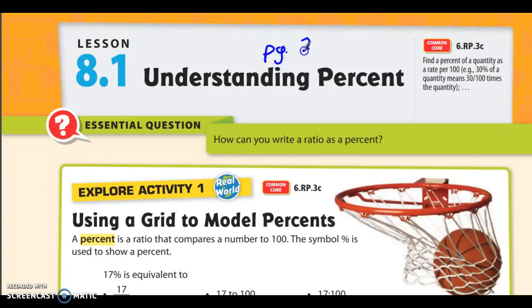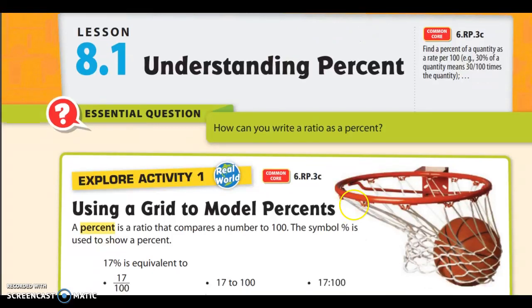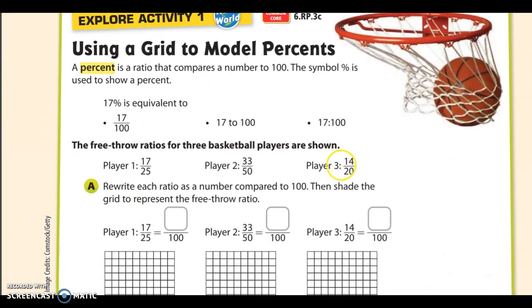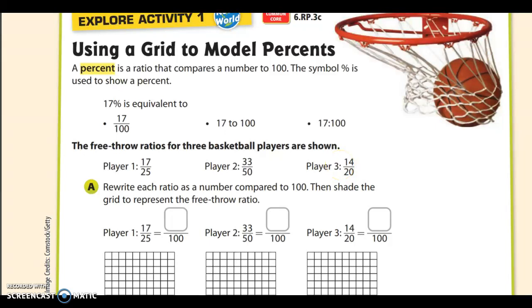This is page 203. This is lesson 8.1, Understanding Percent, and we start by reviewing what percent means. A percent is a ratio that compares a number to 100. Percent actually literally means out of 100. Think about the word cent when it comes to money. There are 100 cents in a dollar, so think about that.